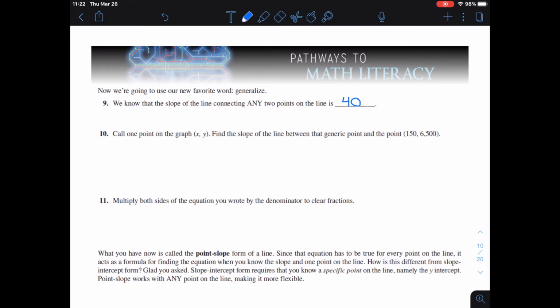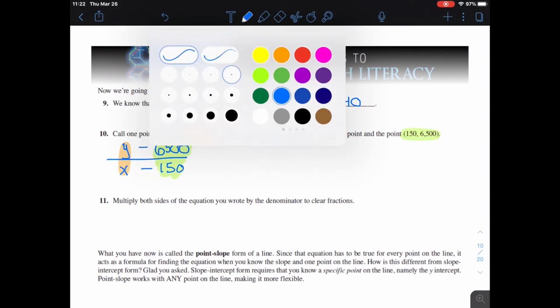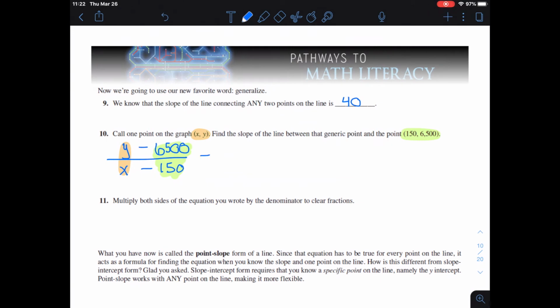So remember, to find the slope, you look at the difference in y's. So I'm going to start with y over x, because these 2 points go together. And then I'm going to subtract the y value for the other point, which is 6,500, and the x value for the other point, because these two go together. And now this is the slope. We know this has to equal 40. Okay.